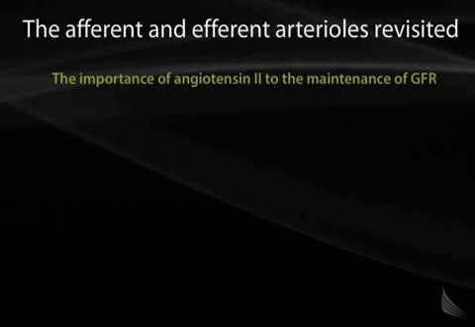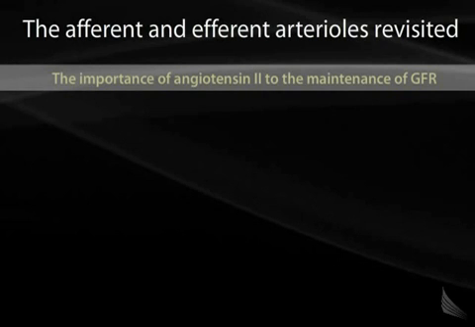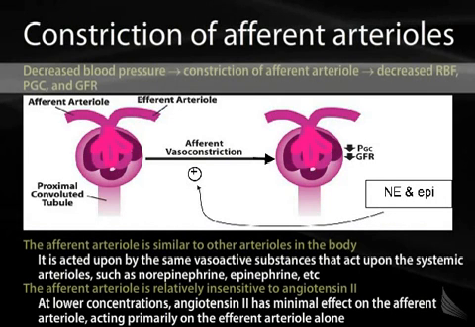Let's walk through the afferent and efferent arterioles once again, this time including the effects of angiotensin II and how it is important in maintaining GFR. When there is decreased blood pressure, there is constriction of the afferent arteriole. Renal blood flow falls, glomerular capillary hydrostatic pressure falls, and GFR falls. Shown in this slide are two potent mediators of this vasoconstriction, norepinephrine and epinephrine.